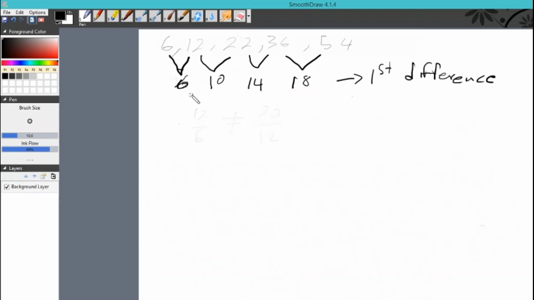So if we start on the second difference, we have 10 minus 6, which is 4. Then 14 minus 10, which is 4. Then 18 minus 14, which is 4. So this is our second difference.